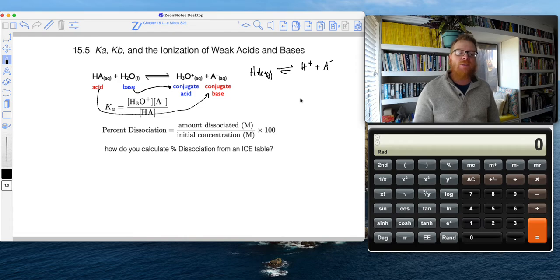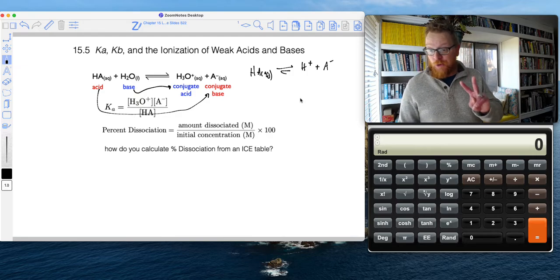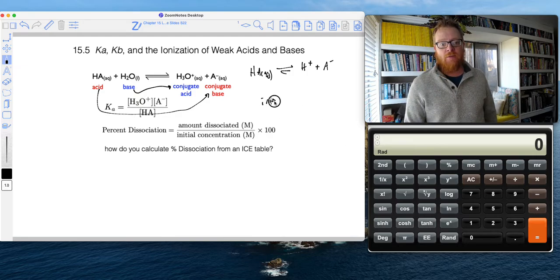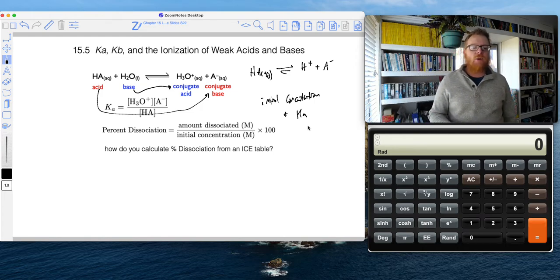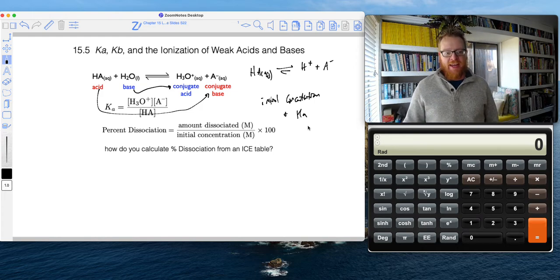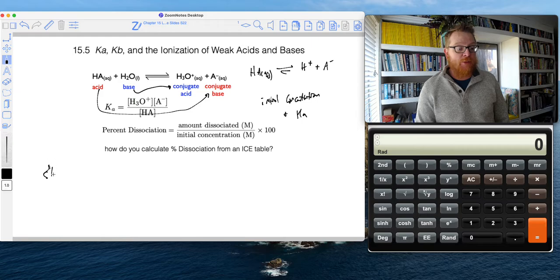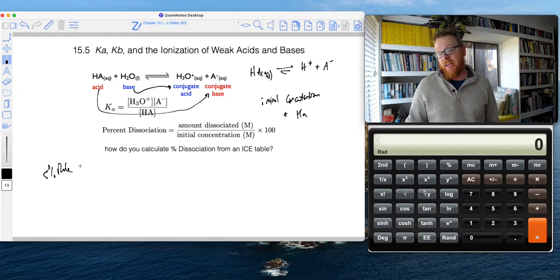Now the amount that any acid will dissociate is dependent upon two things: its initial concentration and its Ka value. When we think about percent dissociation, we calculate it the same way as the 5% rule that we introduced in equilibrium. The percent dissociation is the amount dissociated over the initial concentration, times 100 to bring it up to a percentage.